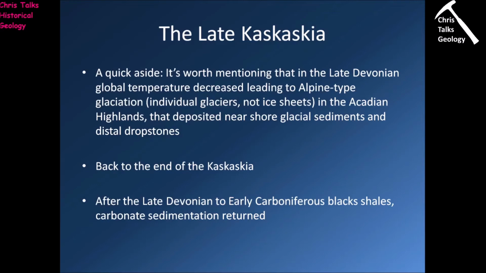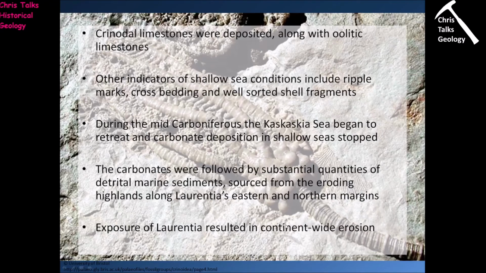After the late Devonian to early Carboniferous black shales, carbonate sedimentation returns. Once this event is over, everything goes back to normal. The limestones that we're forming are what are referred to as crinoidal limestones, which means they're very, very rich in crinoid fossils. If you look at the picture behind, you actually have a crinoid here. A crinoid is a bit like a flower.